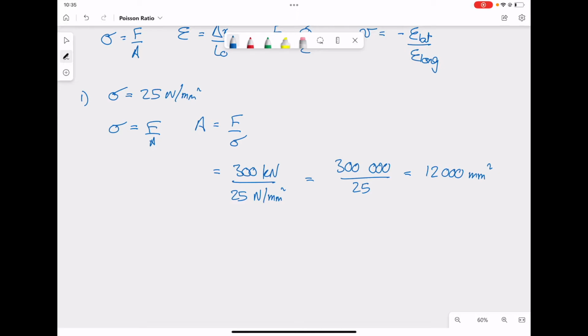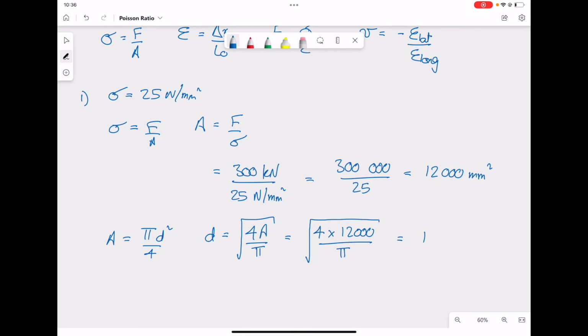The section is a solid circle. The equation for the area of a circle is given by pi d squared over 4, or rearranging this for the diameter, we have 4A over pi and take the square root. Fill in the value for our area of 12,000 and take the square root, and that would give us a diameter value of 123.61 millimeters.